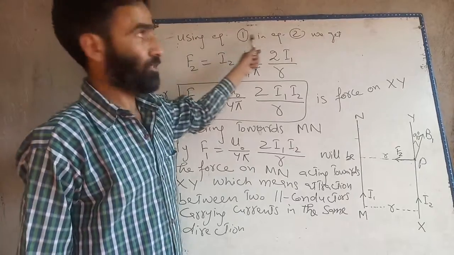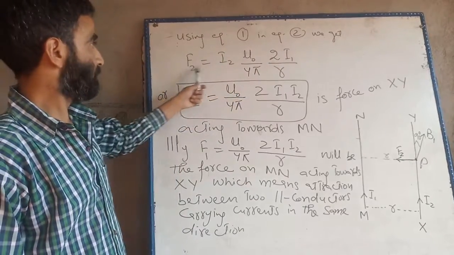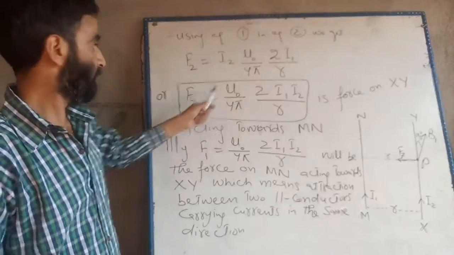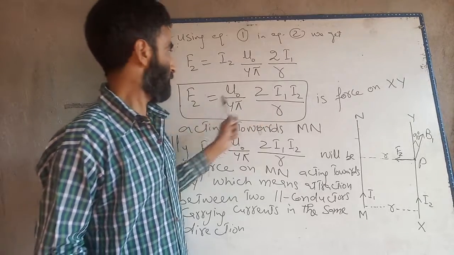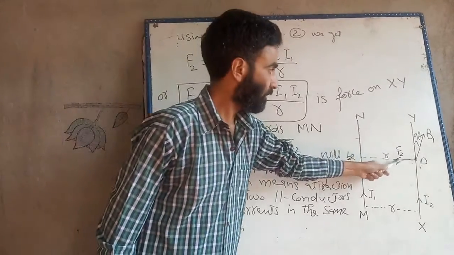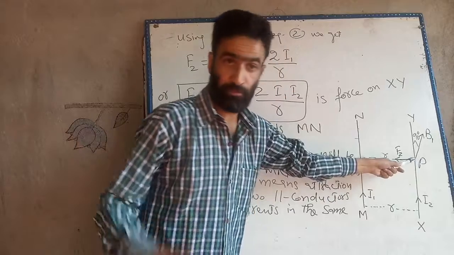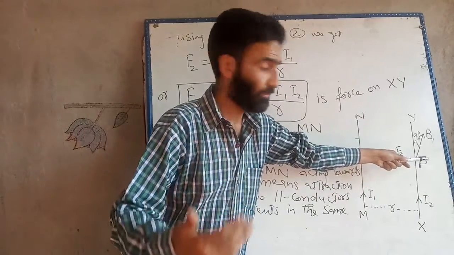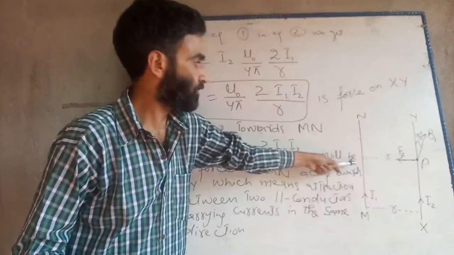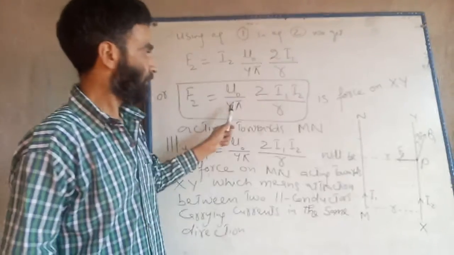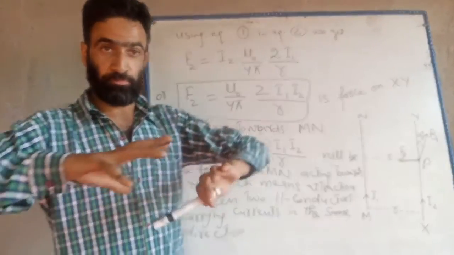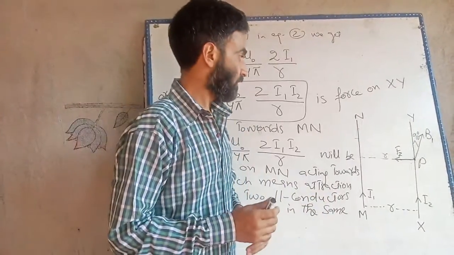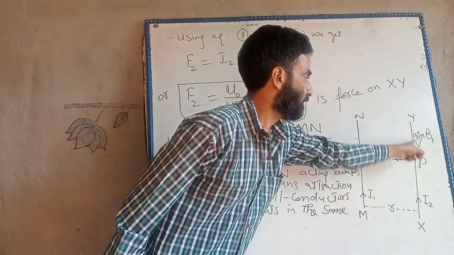See, by using the first and second equations and recombining them, we will get F2 is equal to this equation, and this is the force F2 acting upon it. By the left hand thumb rule we observe it will give it direction towards this conductor. Now let us follow the same procedure for this conductor.